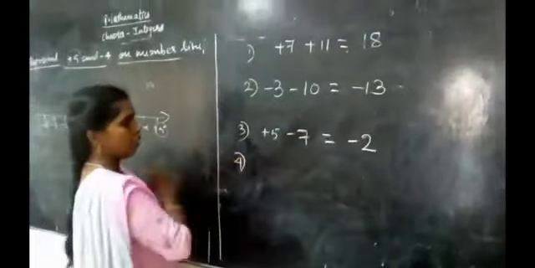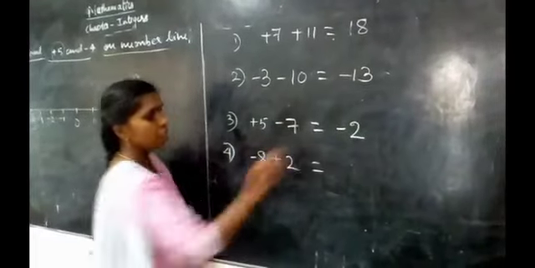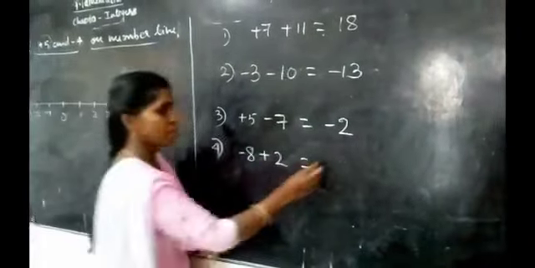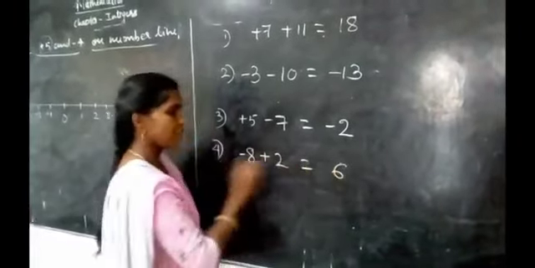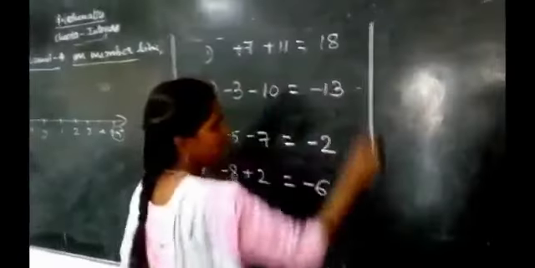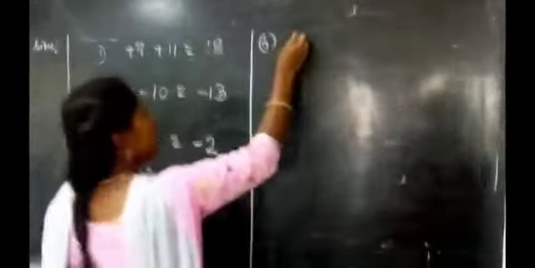Let me work out another example, more sums. Minus 8 plus 2. Here also a different sign is there. So subtract it. 8 minus 2 is 6, and take the sign of the biggest number. Now look here, I am writing many more examples.